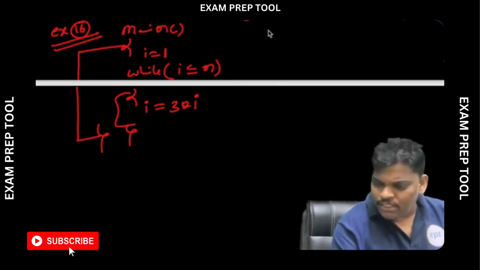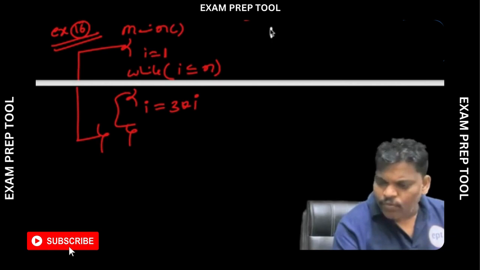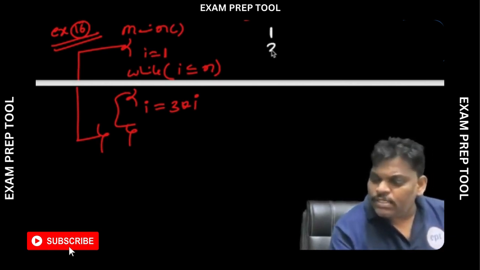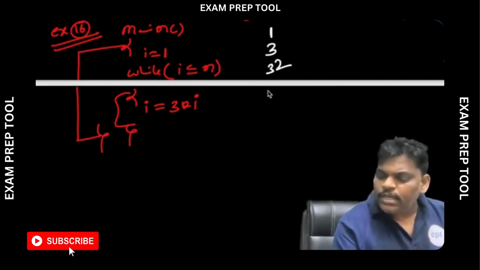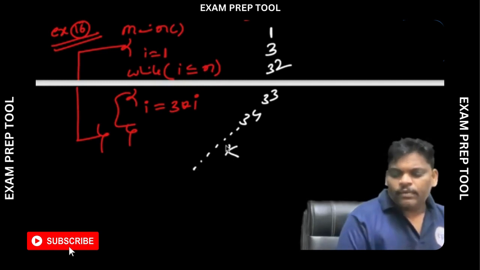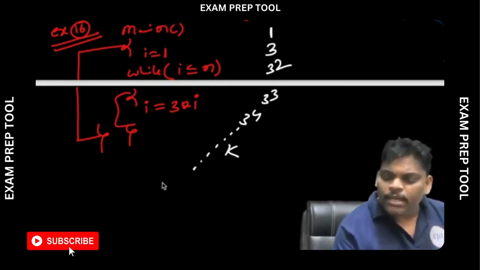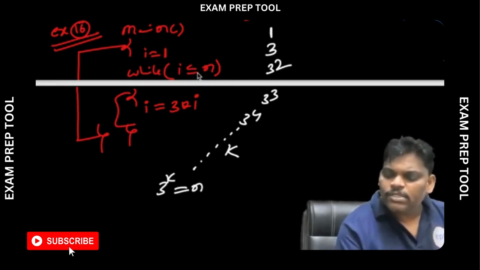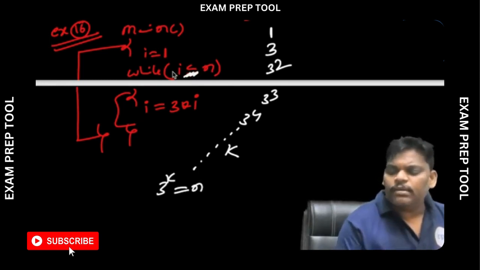See the interesting answer. Initially, i value is 1. Next, multiply by 3: 3 into 1 is 3. Next, again multiply by 3: 3 square. Again multiply by 3: 3 cube. Again multiply by 3: 3 power 4. Continue, continue, continue, k times. Then it became 3 power k is equal to n, right? Whether equal is there or not doesn't matter.